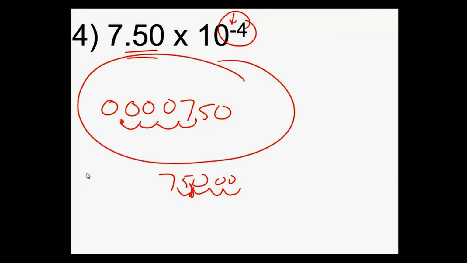All right, guys, that's all I want to wrap up here. Scientific notation is a great tool, a great way for us to express very, very large or very small numbers in a simple way.